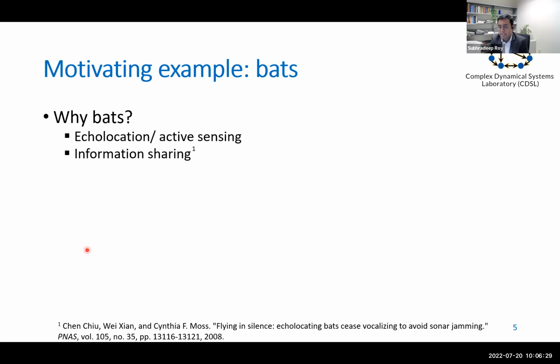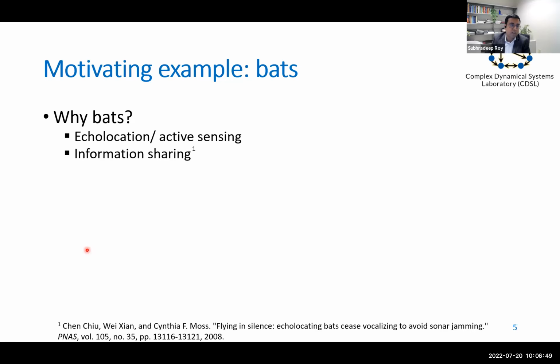So why bats? Bats are special. They execute collective behavior, but what is unique about bats is that they use echolocation or active sensing. That means they generate their own ultrasonic sound. The sound gets reflected from the obstacles. They listen to that, and that's how they detect the obstacles, and that's how they navigate.